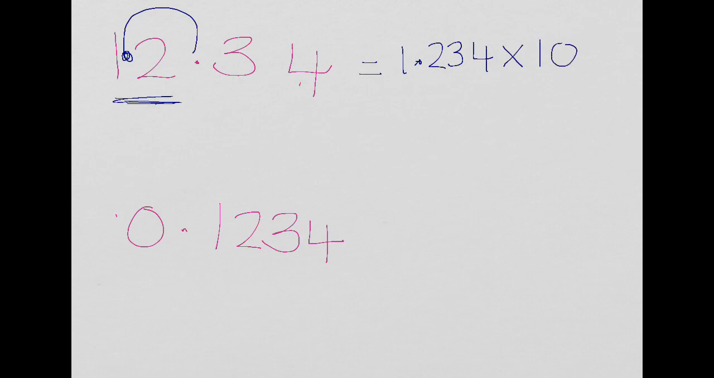Now, 1.234 is smaller than my original number, which is 12.34. How many times do I multiply it by 10? Just once. So that's times 10 to the 1. If you didn't put the 1, it wouldn't matter here, because times 10 is the same. If you managed to get that answer, well done. Now press pause, have a go at the second.